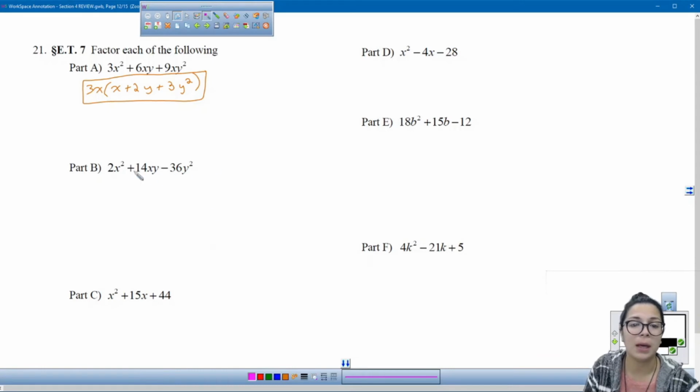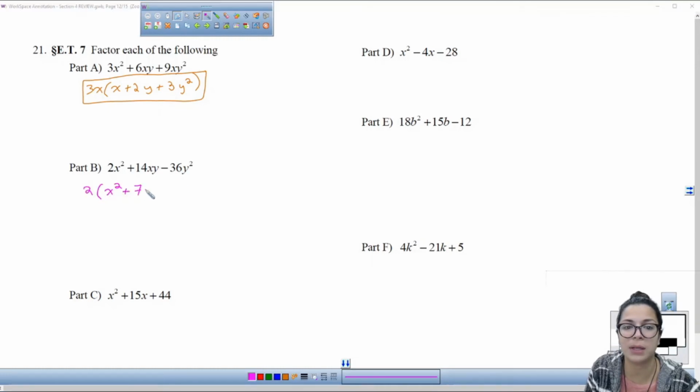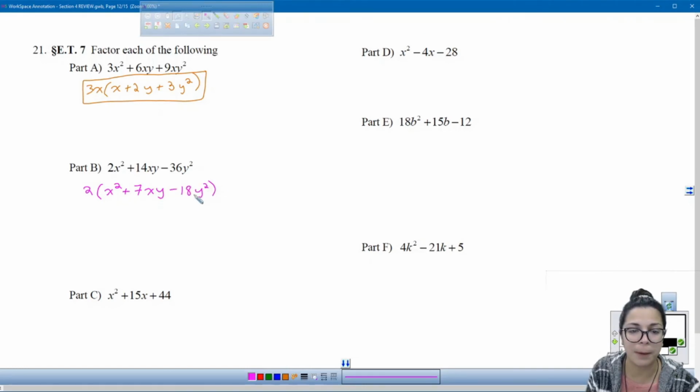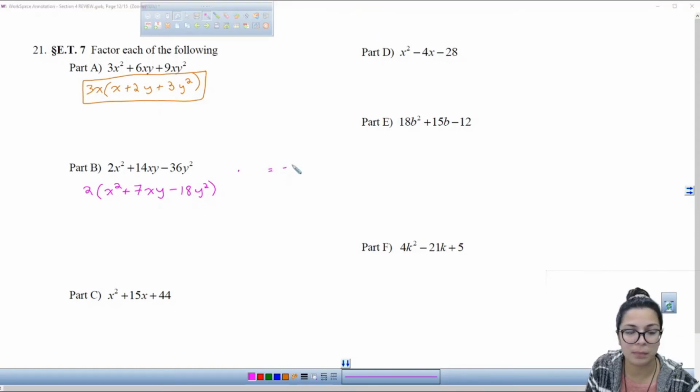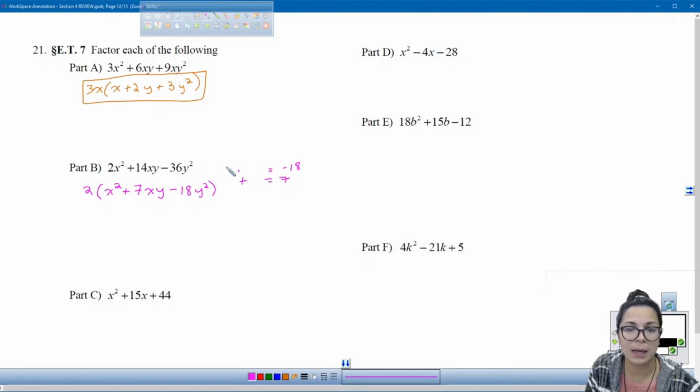So on part B, again, we can factor out a GCF of 2. We can't factor out an x from all these because the last term doesn't have an x. So we can factor out 2, which leaves us with x squared plus 7xy minus 18y squared. Okay, so now we need to multiply to negative 18 and add to 7. So it'll be 9 times negative 2, 9 plus negative 2.